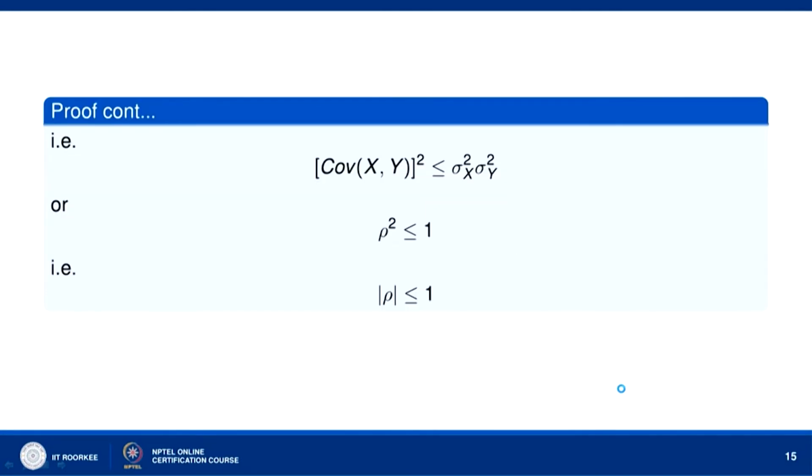So, we get covariance of x y whole square less than or equal to sigma x square into sigma y square. Dividing by sigma x square sigma y square, we get covariance of x y whole square divided by sigma x square sigma y square less than or equal to 1, or rho square is less than or equal to 1, which implies that mod of rho is less than or equal to 1. So, this proves the result that the coefficient of correlation is bounded by 1.